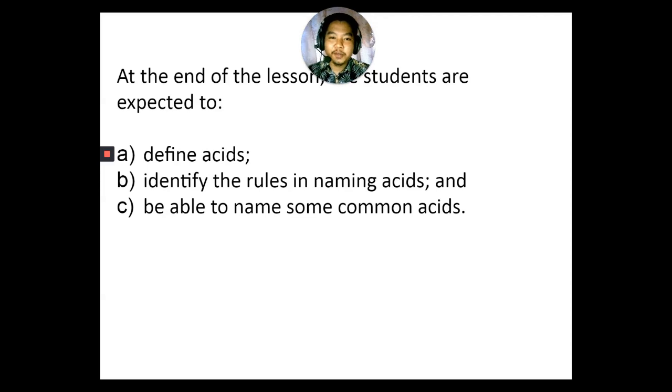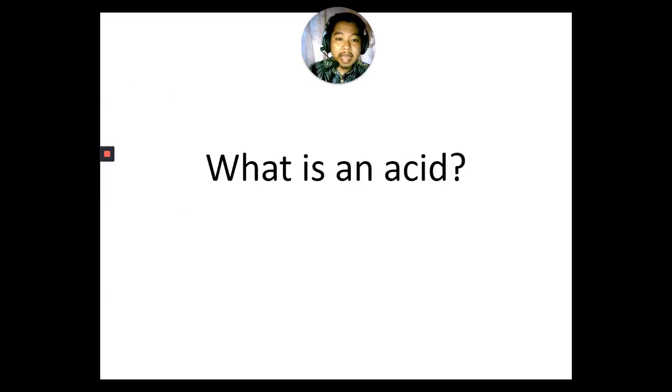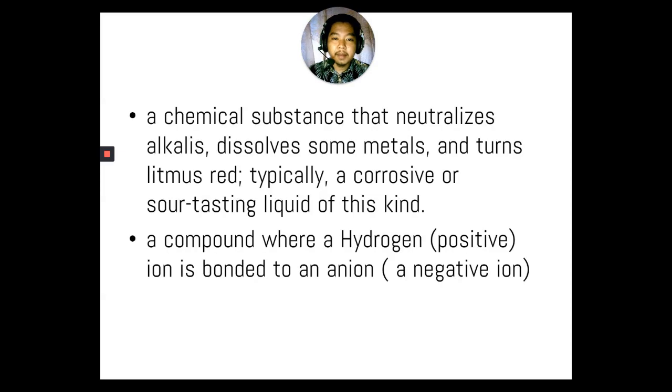Alright, here we go. Without further ado, let's begin. Before we cite the rules in naming acids, what is an acid? Or what are acids? According to the chemistry book, it's a chemical substance that neutralizes alkalis. Acids dissolve some metals, and for sure you are familiar with that one. It turns litmus paper red. It's typically a corrosive or sour-tasting liquid, but it's not advisable to taste some of the acids.